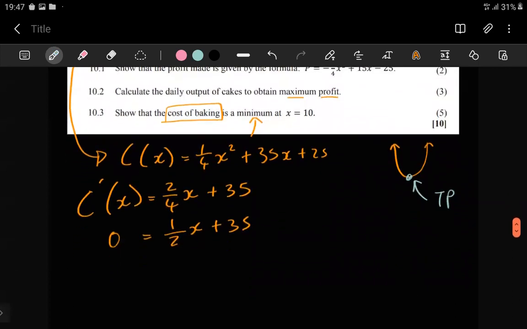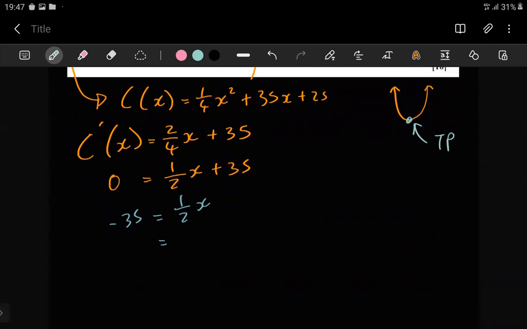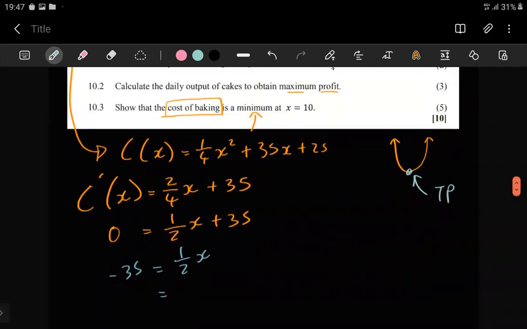So let's see the next one. This is going to go to the left. We have negative 35, a half x, and then if you divide both sides by a negative. Oh, wait a minute. Actually, now that I think of it, show that the cost of baking is a minimum at x is equal to 10. Okay, so we're saying this is not working.